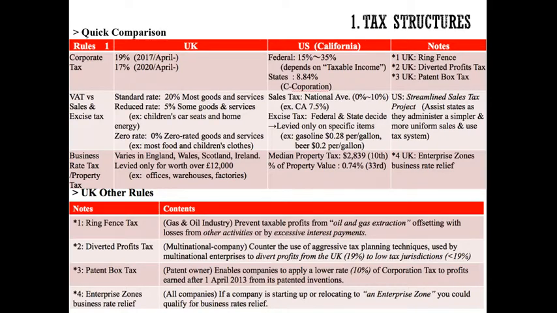These are some of the UK's unique tax rules. Ring-fence tax is made for the gas and oil industries. The government charges tax on the pure gas and oil revenue and prohibits offsetting with losses from other activities. Diverted profits tax is basically preventing aggressive tax techniques, such as taking advantage of other tax haven jurisdictions. Please read number 3 and number 4 as well for your understanding.